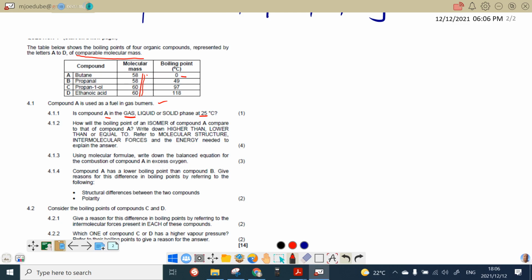How will the boiling point of an isomer of compound A compare to that of compound A? Write down higher than, lower than, or equal to, and refer to the molecular structure, intermolecular forces, and the energy needed to explain the answer. So butane, if you look at it, how many carbons does it have? It has 4 carbons. This is butane. Right, so it's got 4 carbons, and so you'd have your hydrogens.